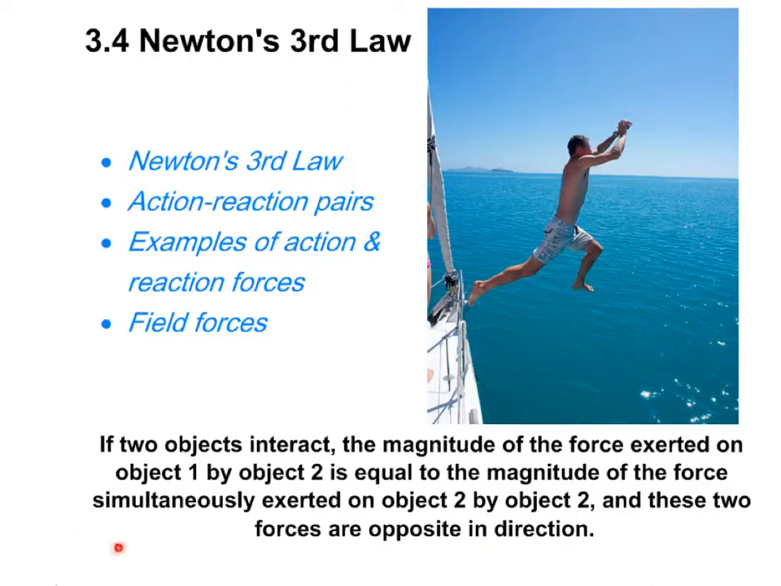Newton's third law essentially states this. If two objects interact, the magnitude of the force exerted on the first object by the second object is equal to the magnitude of the force simultaneously exerted on the second object by the first object. There's a typo. Should say object 2 exerted on object 2 by object 1. And these two forces are opposite in direction.